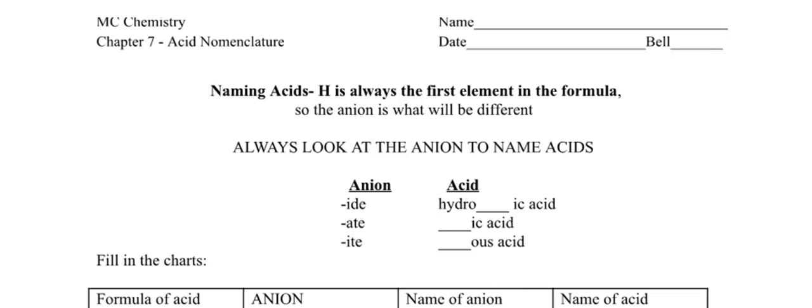What makes acid nomenclature a little bit easier is that your cation is always hydrogen. So you never have to worry about the plus part of it. You only have to worry about the anion, the negative part of it, okay? So you always have to look to the anion to name the acids. There are only 3 rules. It's really not too bad.